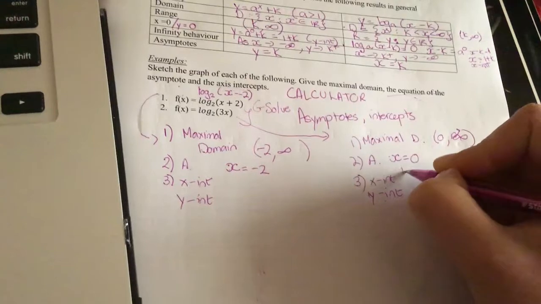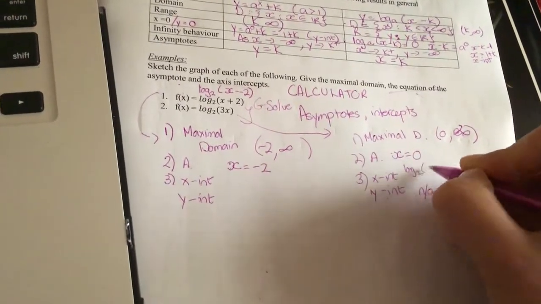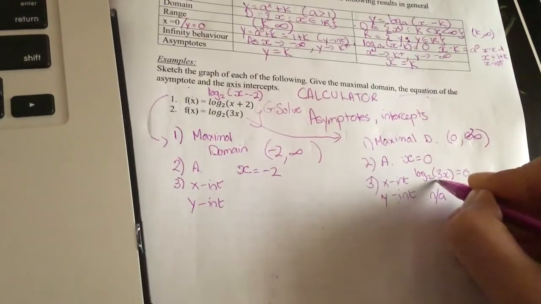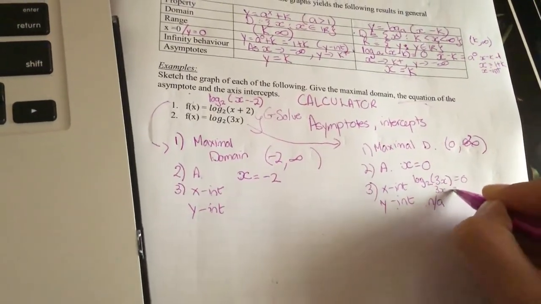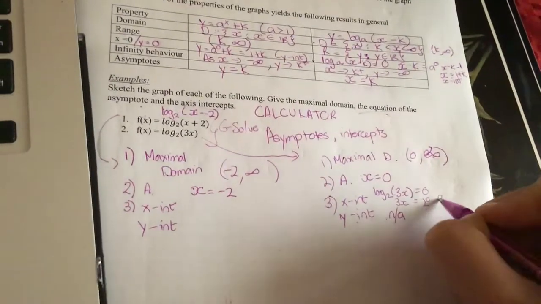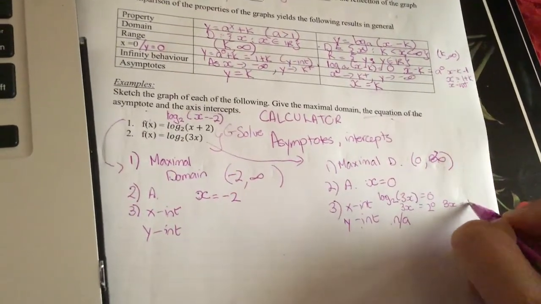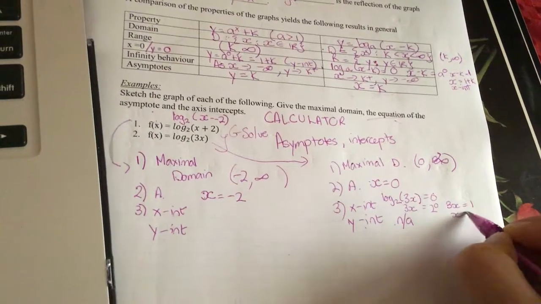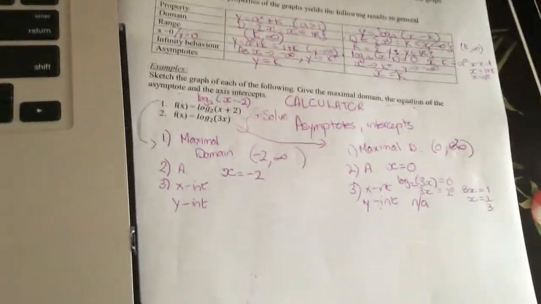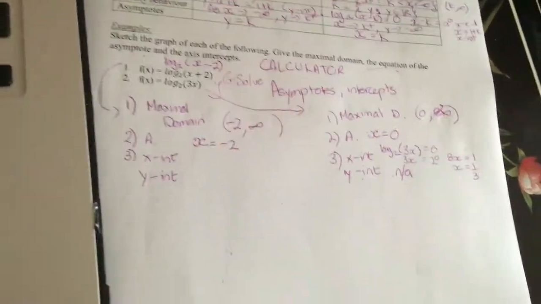If we go, so log base 2 of 3x equals 0, that means therefore that 3x equals 2 to the 0, and therefore 3x equals 1, therefore x equals 1 over 3. Okay, so that's your x-intercept. If you're ever asked to give the x-intercept, make sure you write it as a coordinate.